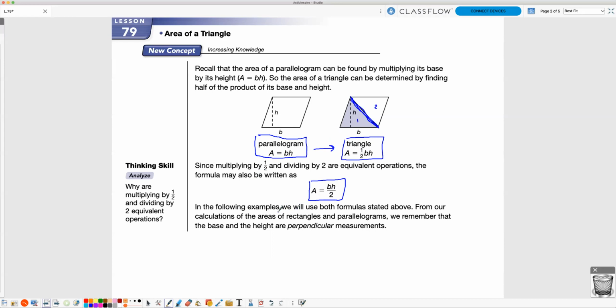From our calculations of the areas of rectangles and parallelograms, we remember that the base and the height are perpendicular measurements. Remember, they create a 90-degree angle. Why are multiplying by 1/2 and dividing by 2 equivalent operations? Because if you multiply by 1/2, you multiply the numerators times the numerators and the denominators times the denominators. Then you recognize that the fraction bar is the division bar, so whatever the numerator is gets divided by 2.